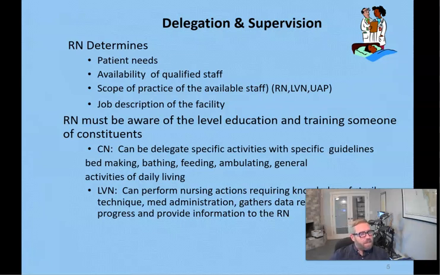Having said that, a certified nursing assistant can be delegated specific activities with specific guidelines, things like bed making, bathing, feeding, ambulating, general activities of daily living, etc. The LVN performs different tasks, some of the same, but also there's nursing actions requiring specific knowledge, things like sterile technique and med administration and data gathering. And many of those things are progressing towards what some of the scope is of an RN, but there are clear divisions.